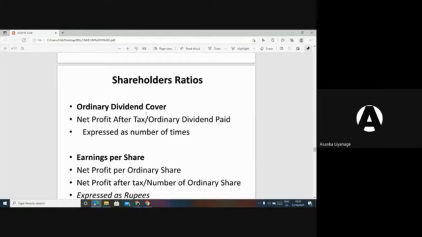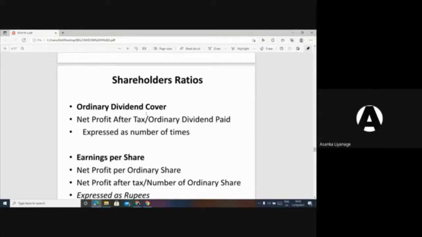We'll go to the shareholder relation ratios. These ratios are more worried by the external parties, that is investors, shareholders, potential investors. Under this there are a lot of ratios, but I have picked only a few. First one is the ordinary dividend cover, that is net profit divided by ordinary dividends paid, expressed as a number of times. The higher the number of times, the better it is.